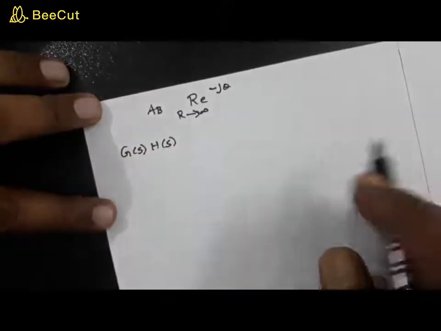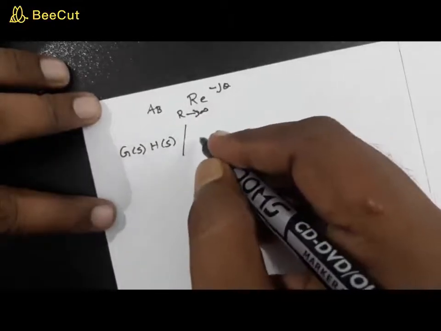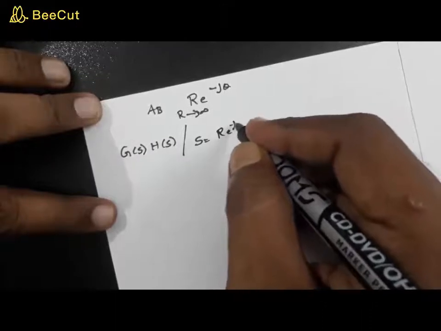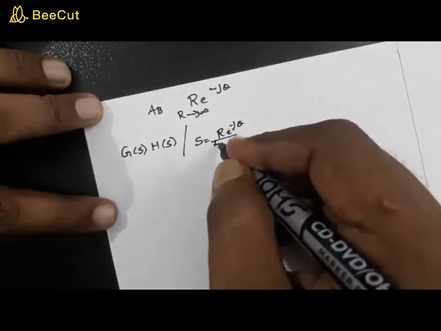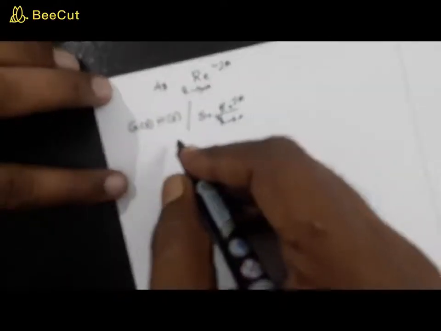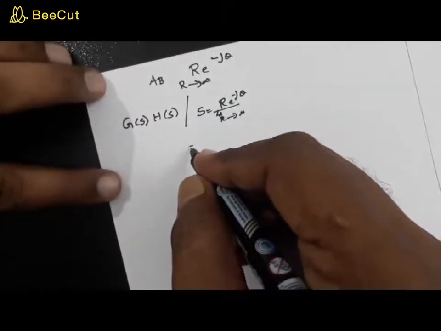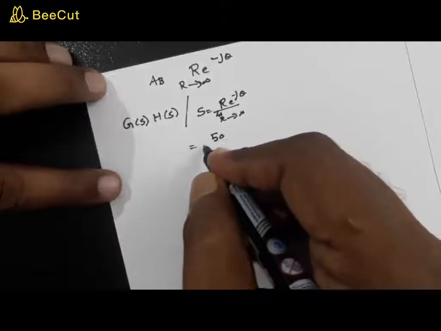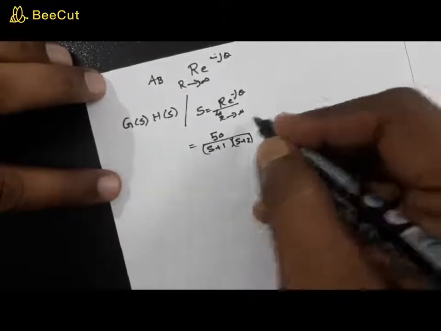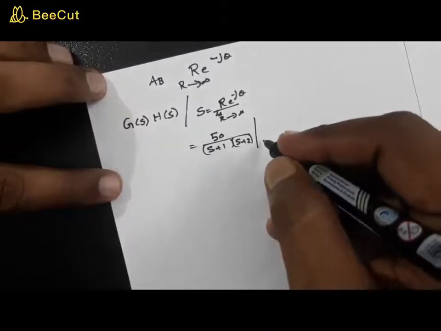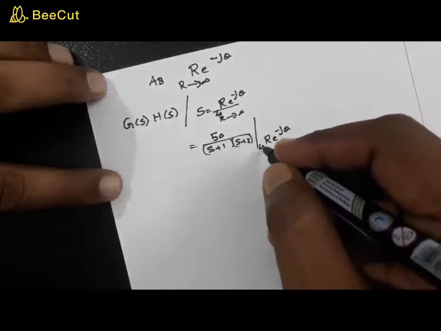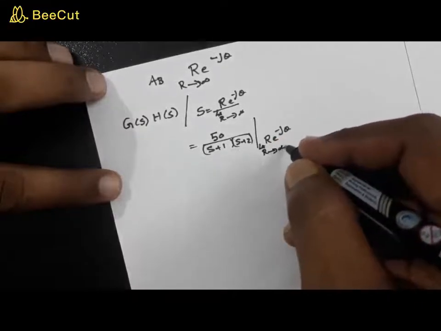You need to take the open loop transfer function in the s domain and put s is equal to r e raised to minus j theta, as limit r tends to infinity. So what is your G(s)H(s)? G(s)H(s) is 50 divided by s into s plus 2, at s is equal to r e raised to minus j theta as limit r tends to infinity.